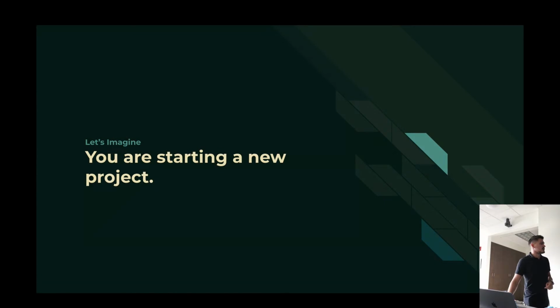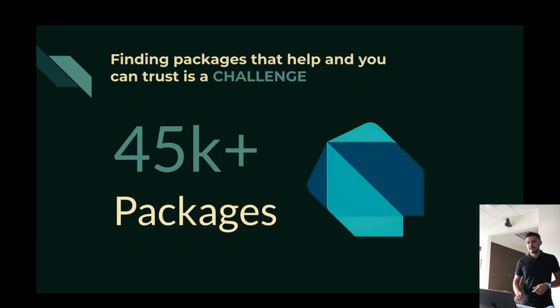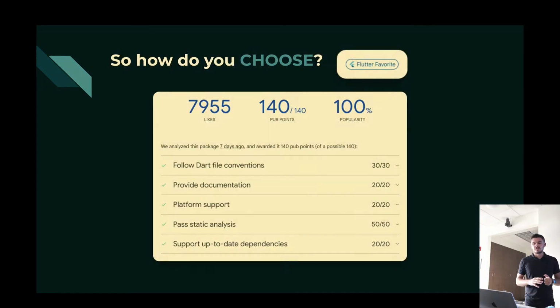So let's imagine you're starting a new project and you want to make sure you're efficient. So you go over to pub.dev like we all do, and we start looking at packages to see what's out there, update ourselves, and figure out if we could use it in our projects to be better. But finding packages that help you and that you can trust is a challenge. Pub.dev has now surpassed 45,000 packages. Just like some of the other package managers out there like NPM, it's starting to get to dangerous territory where you don't know what's going to be maintained and what to trust. So how should you choose?